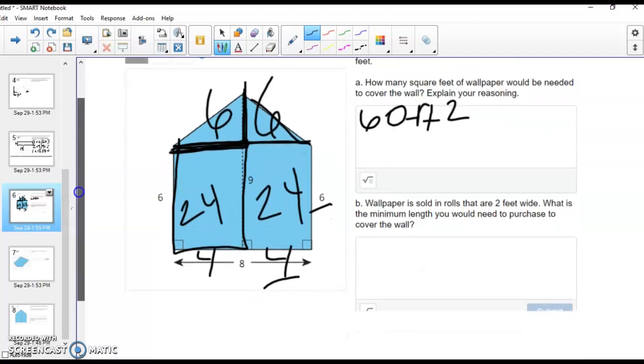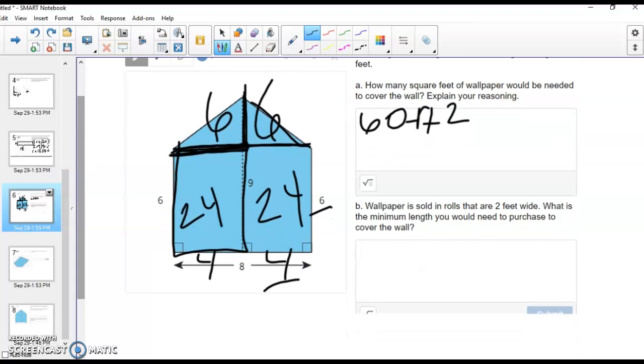Okay, and then our next question for B says, wallpaper is sold in rolls that are 2 feet wide. What is the minimum length you would need to purchase to cover the wall? We divide 60 by 2 and we get 30.